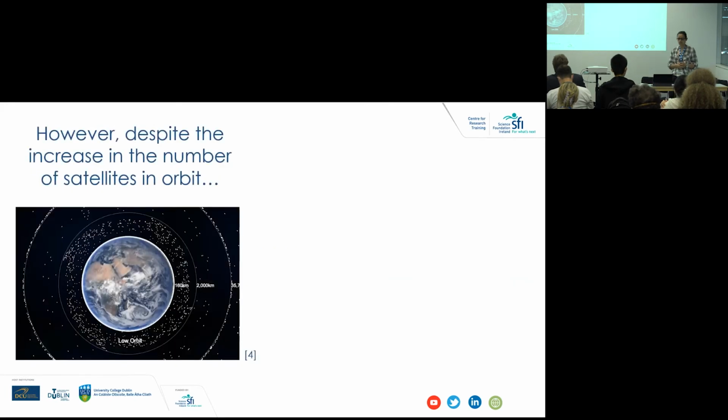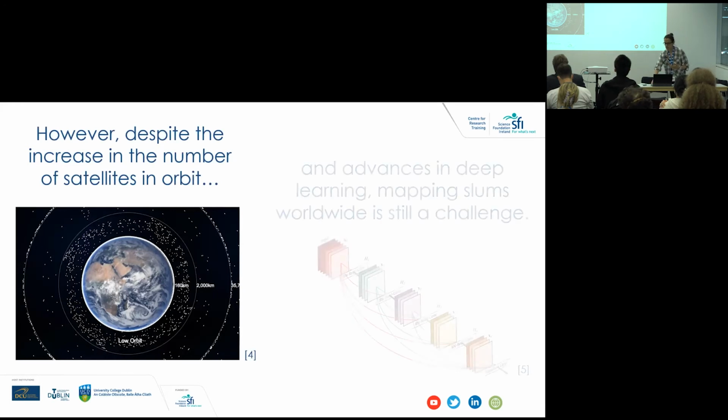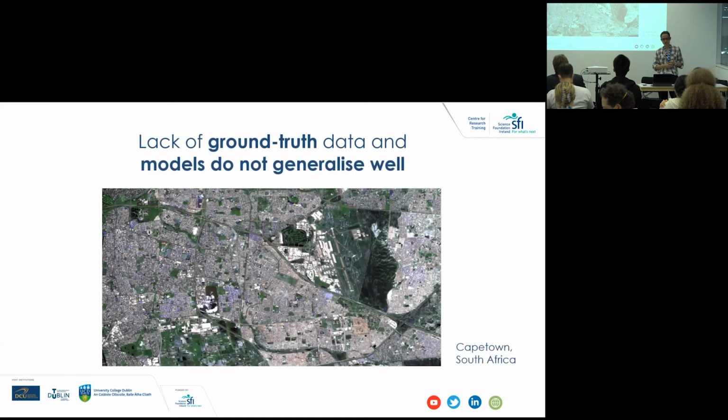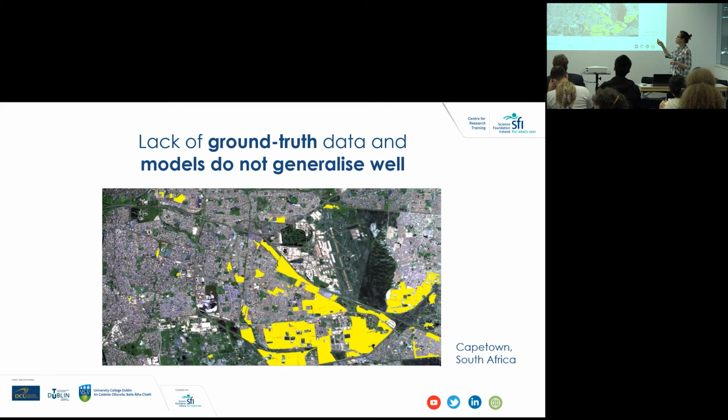However, despite the increased number of satellites in orbit and the advances in deep learning, mapping slums worldwide is still a challenge. Now, there are a few reasons for that. And one of them is, as other people mentioned today, the lack of ground truth data to train supervised models. This is an example of an area and the ground truth data. And also when we have models, they don't tend to generalize well, given the diversity of slums across the globe.